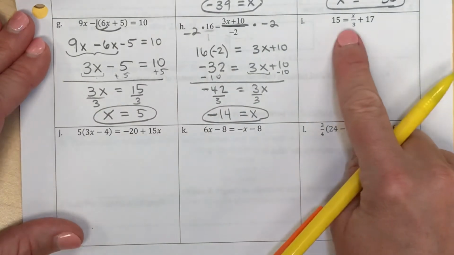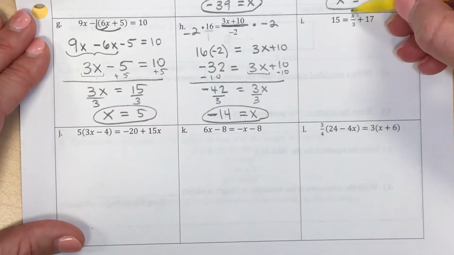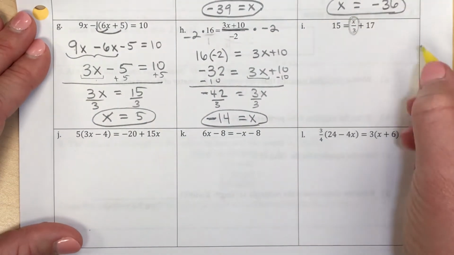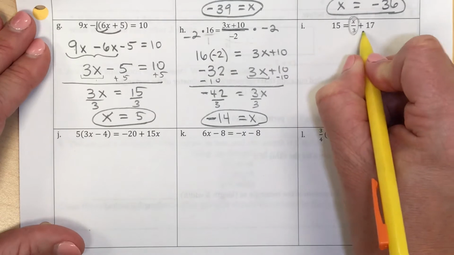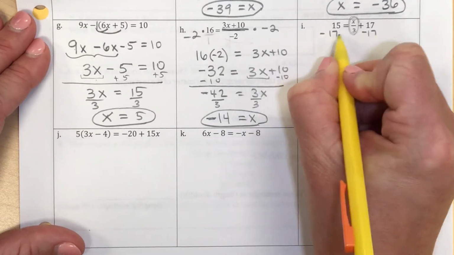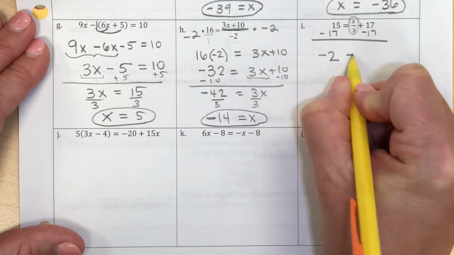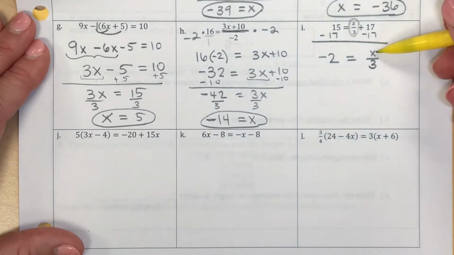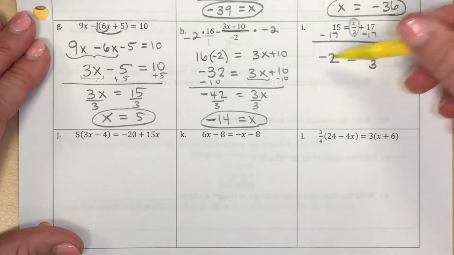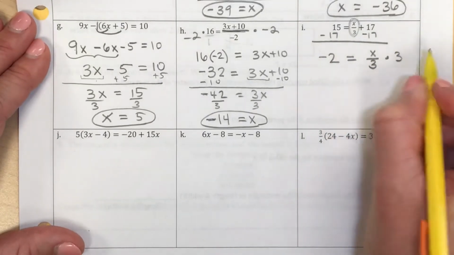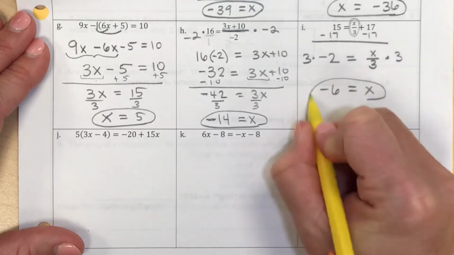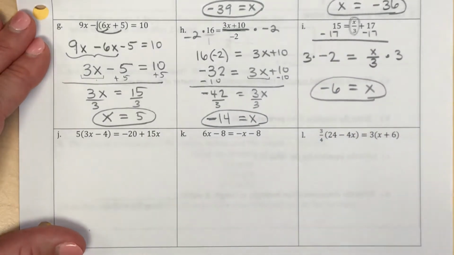Okay, now, letter I here, my variable is being divided by 3. I'm not going to do anything with that quite yet. But first, I'm going to get that term isolated by subtracting 17 to the other side. So I'll have -2 is equal to a number divided by 3. What could you take and divide it by 3 so that you get -2? Well, that number is going to be -6. -6 divided by 3 will get you your -2.